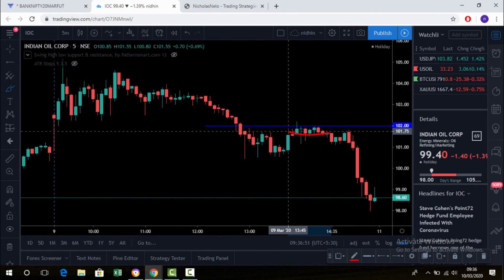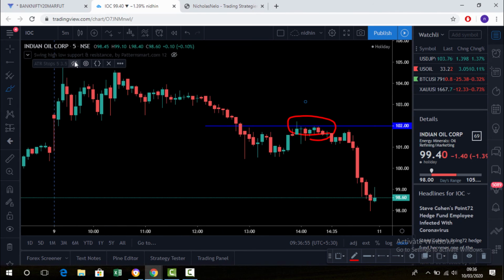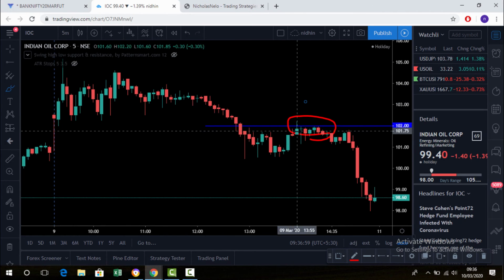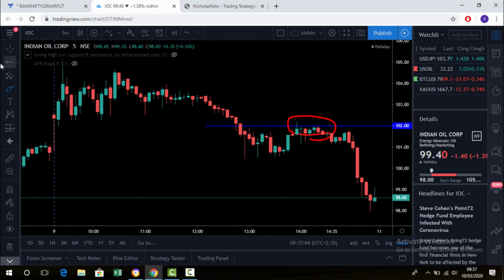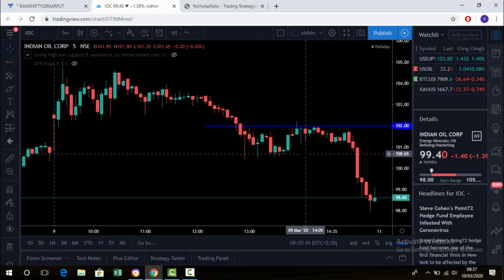See, so this acts as a strong resistance now. See, okay. So with a small stop loss you will get huge profit. That is the idea of this strategy.